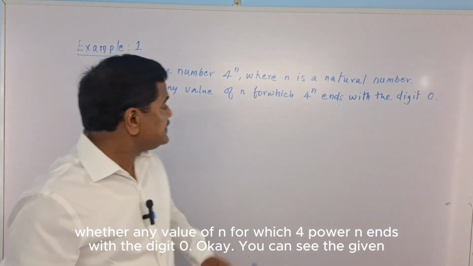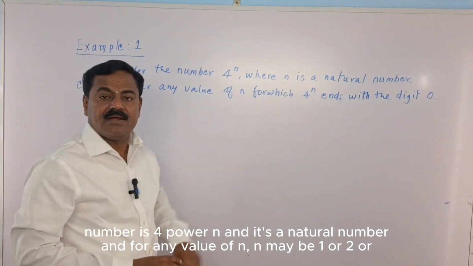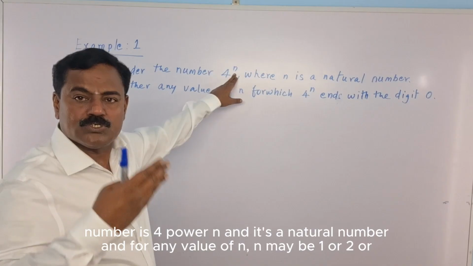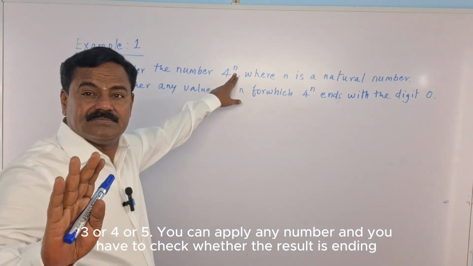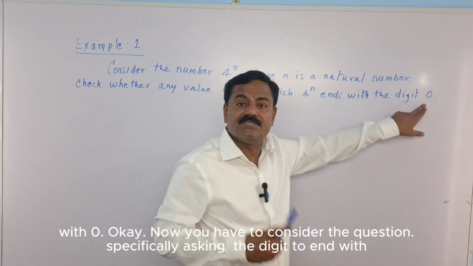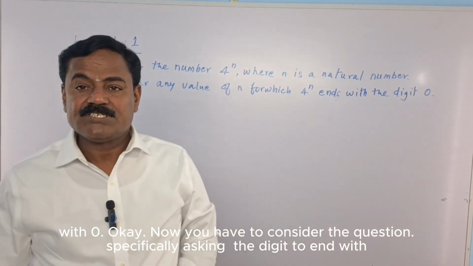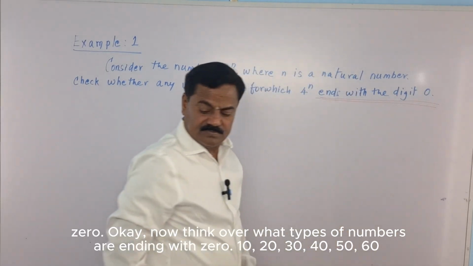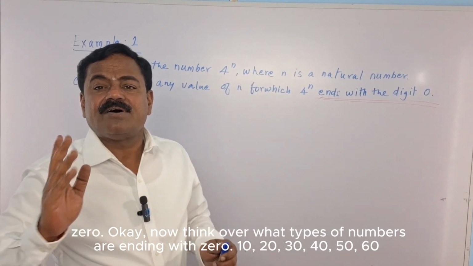You can see the given number is 4 power n, and n is a natural number. For any value of n, maybe 1 or 2 or 3 or 4 or 5, you can apply any number and check whether the result ends with 0. Now consider that the question is specifically asking for the digit to end with 0. Think over what types of numbers end with 0.